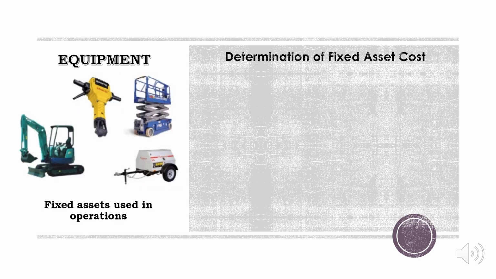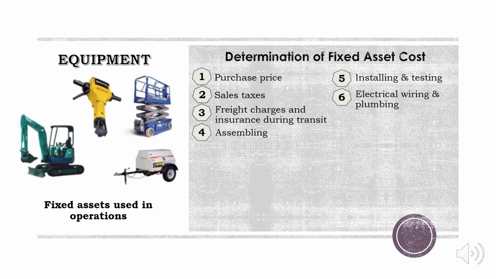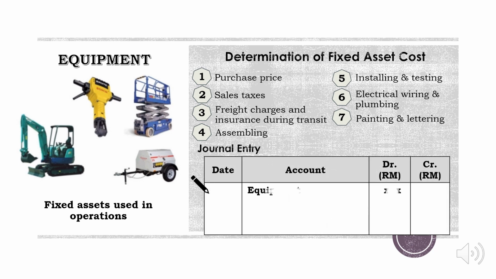For equipment, fixed asset used in the operation includes the cost of purchase price, sales tax, freight charges and insurance during transit, assembling, installing and testing, electrical wiring and plumbing, painting and lettering. The journal entry will be debit equipment, credit will be cash.